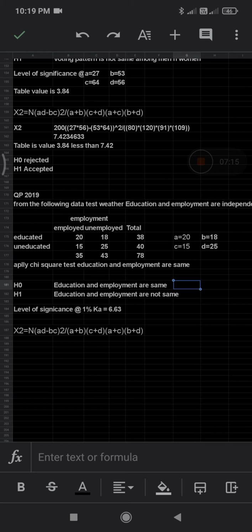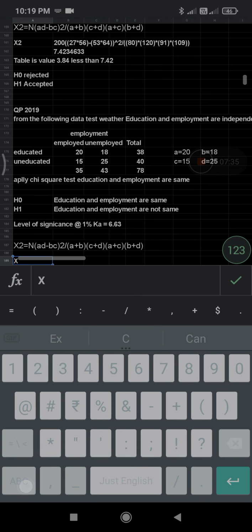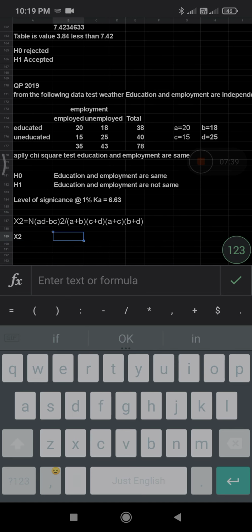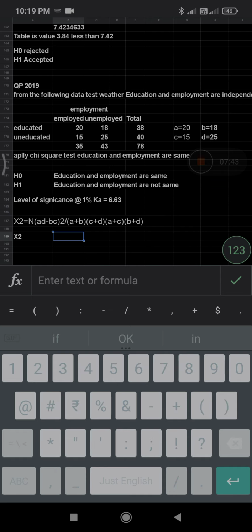Now 78 will be called n, and A plus B equals 38 and C plus D equals 40. A plus C equals 35 and B plus D equals 43. Based on this information, we will calculate x square equals to. Here I am unable to write the x square, but I am writing it as x2 here. So please make sure that when you are calculating, you are taking the proper value.